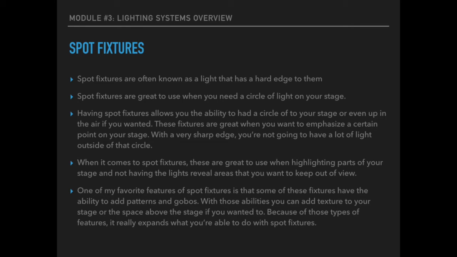And having spot fixtures allows you the ability to have a circle on your stage, or even up in the air if you want. And so you can come in from different angles. It doesn't necessarily have to come from the back of the room. It can be up on a truss. These fixtures are great when you want to emphasize a certain point on your stage. So you really want to highlight someone or something, because there's a very sharp edge and you're not going to have a lot of light outside of that. So it's very defined. It's very controlled compared to that of a wash light.